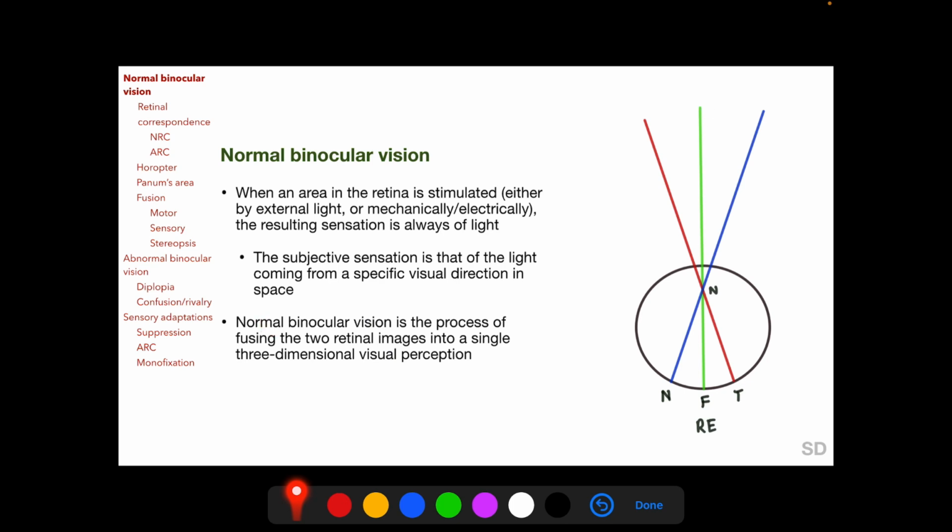Normal binocular vision is the process of fusing the two retinal images, one each in the retina of each eye, of a target in the visual space into a single three-dimensional visual perception.